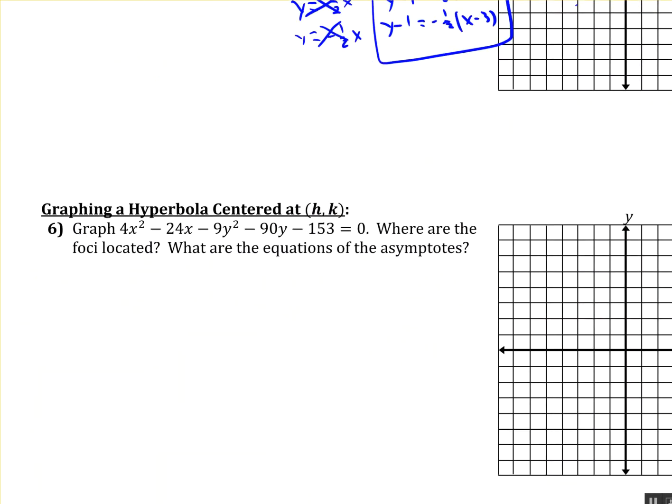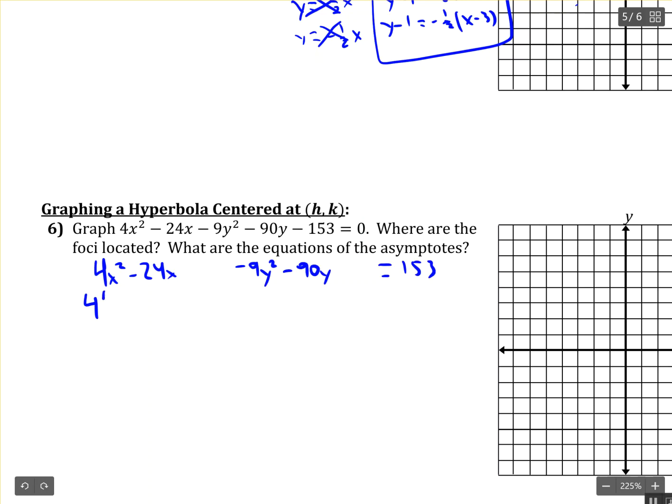All right, so let's do 4x squared minus 24x minus 9y squared minus 90y minus 153 equals 0. So again, this doesn't look like anything we're used to. We need to get it into standard form. So we're going to have to use our old friend completing the square. So let's copy it down. 4x squared minus 24x, leave a little space, minus 9y squared minus 90y, leave a little space, and then let's add 153 to both sides.